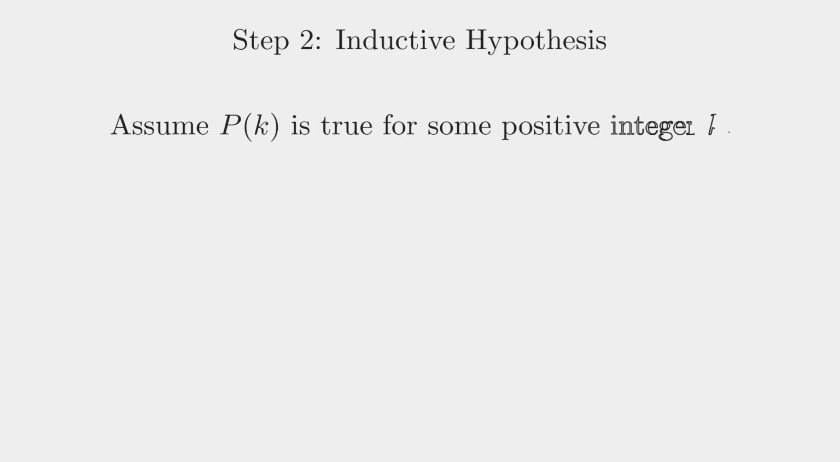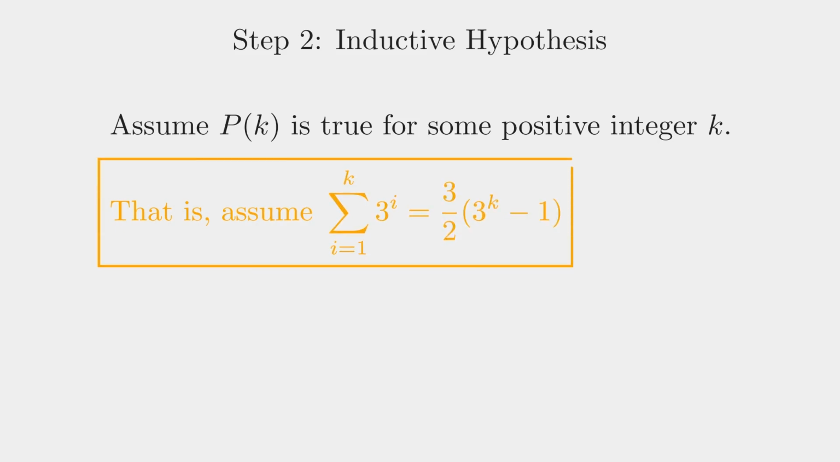Now in step 2, the inductive hypothesis. Here we assume that P(k) is true for some positive integer k. So this means we assume that the summation from i equals 1 to k of 3 to the power of i is equal to 3 over 2 into 3 to the power of k minus 1. This is our crucial assumption that we'll use in the next step.